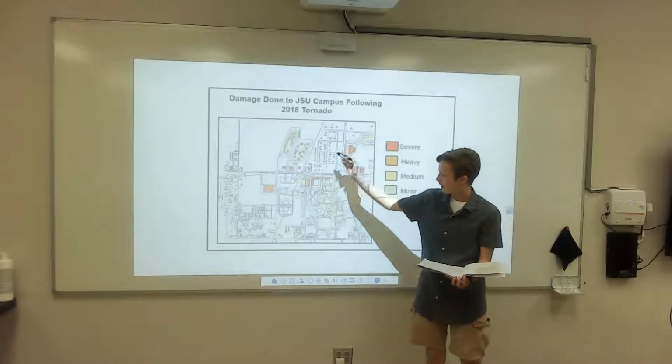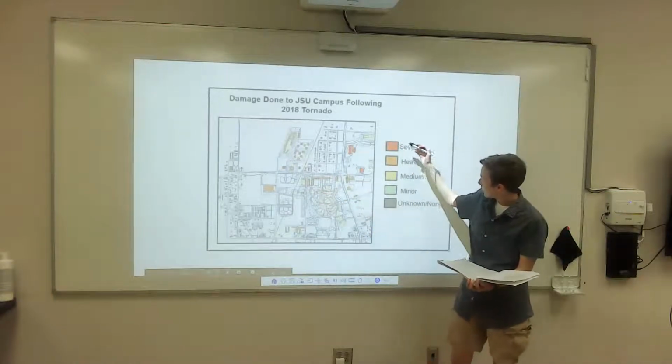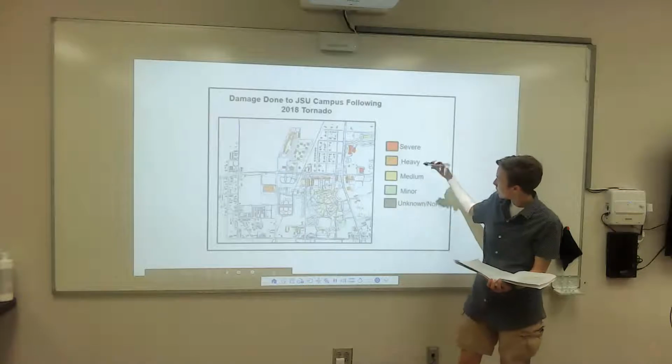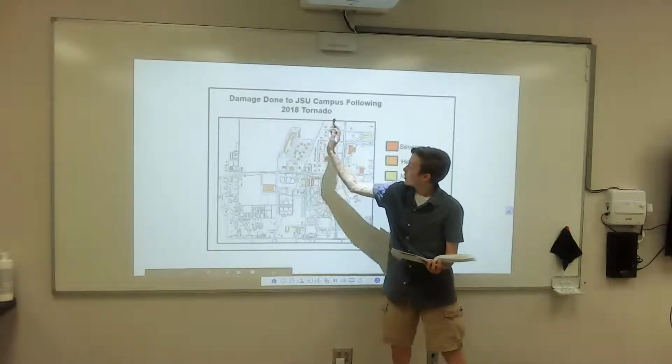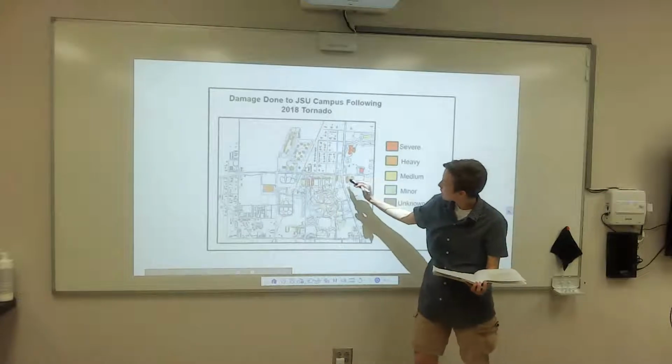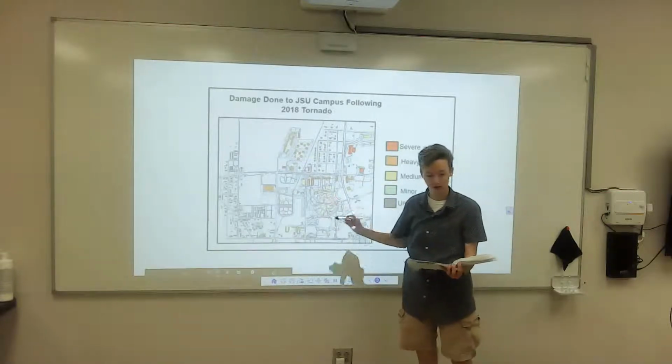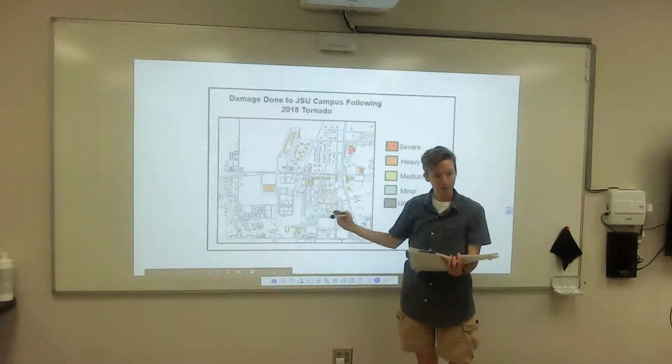Here we have a thematic map. We see dynamic colors. We see it's trying to portray something. Severe, heavy, medium, minor, unknown. Damage done to J2 campus. Here we are again. Here's the campus. This is our thematic map.